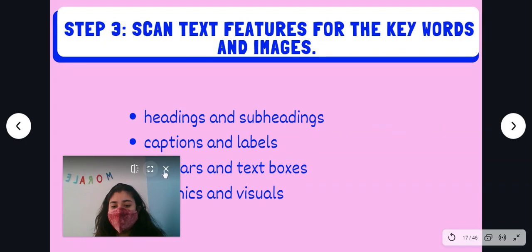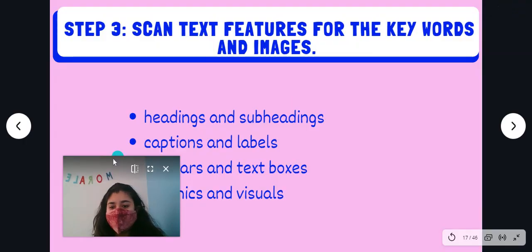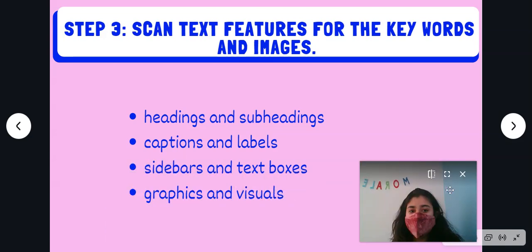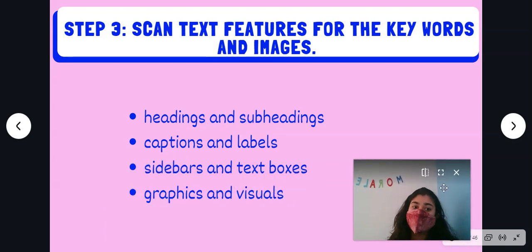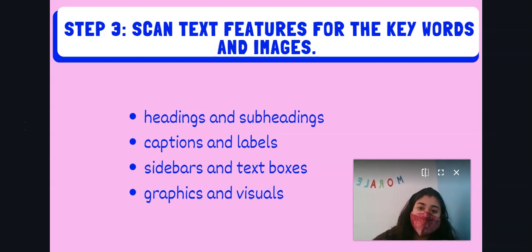Once we have circled our keywords in the question, we are going to scan text features for the keywords and images. So you're going back into the text and seeing if you can find the words you circled. Sometimes you'll find them in the text, but other times you'll find them in the text features.